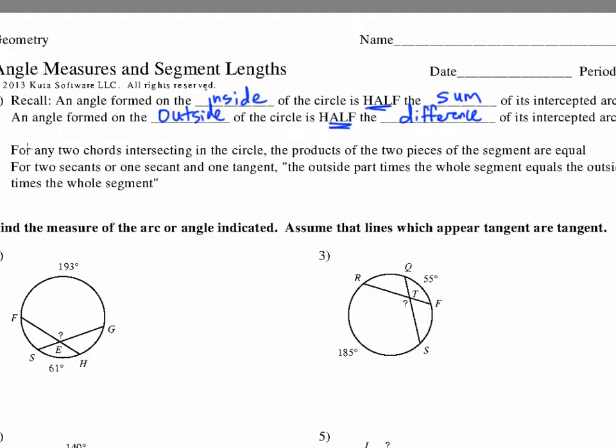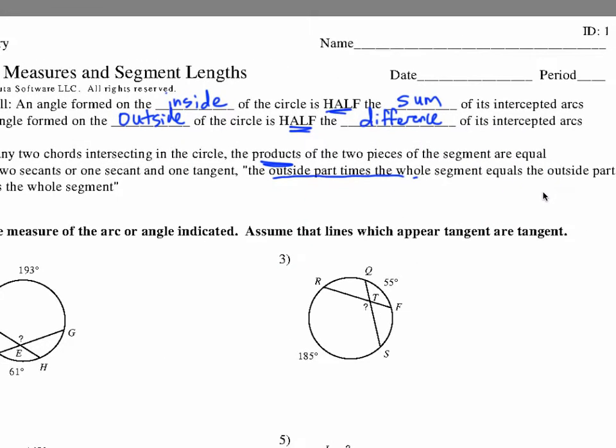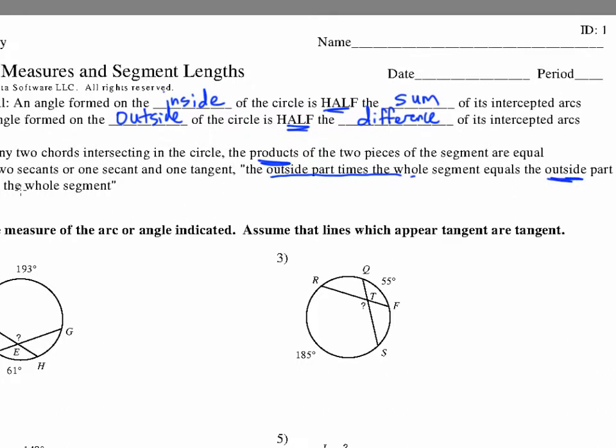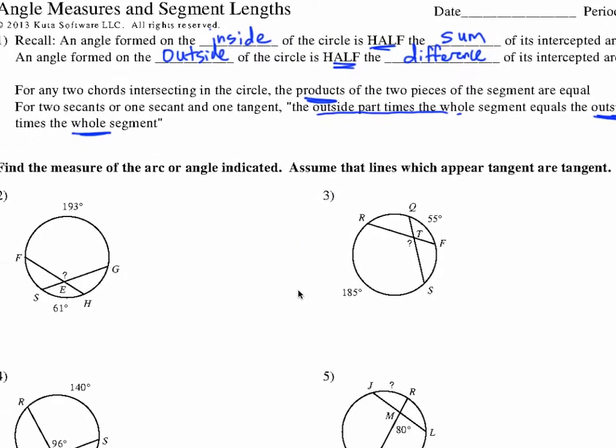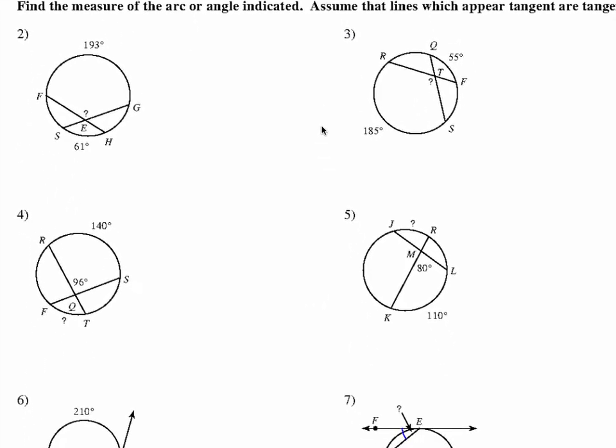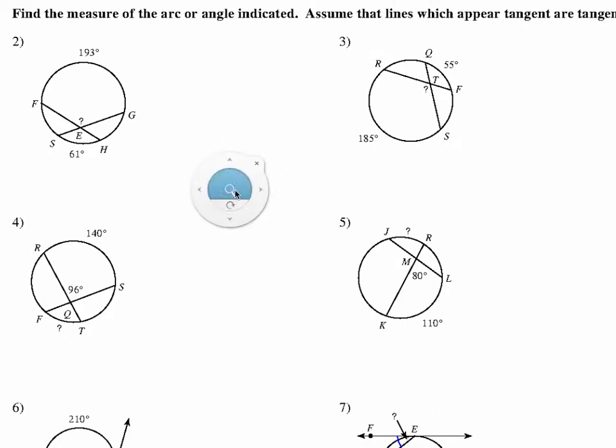The other two things, for any two chords intersected in the circle, the products of the two pieces are equal, so we multiply them together. We'll practice that. And for two secants, or one secant and one tangent, it's the outside times the whole equals the outside times the whole. Okay, so the outside times the whole equals the outside times the whole. We'll practice that. So let's again try some of these guys.